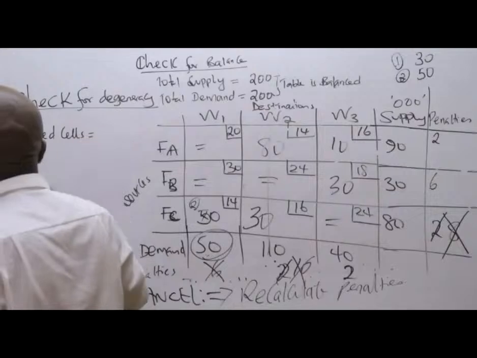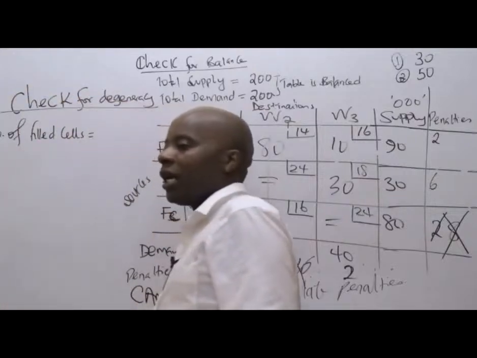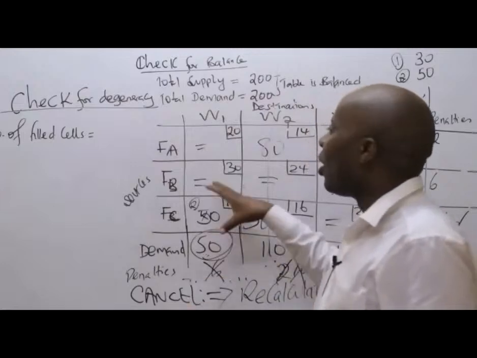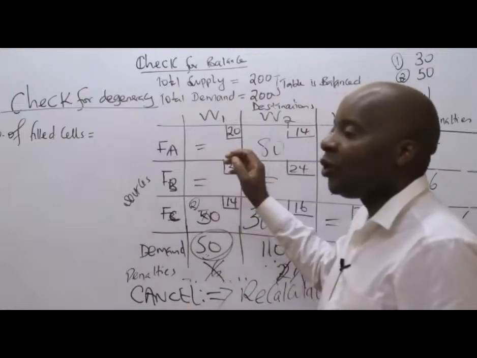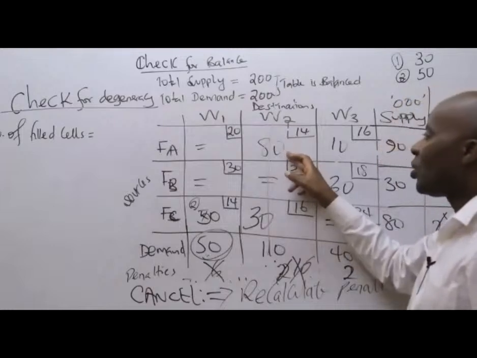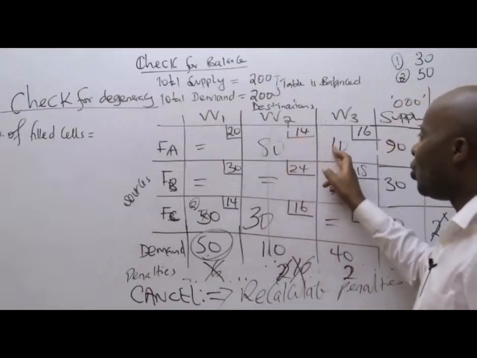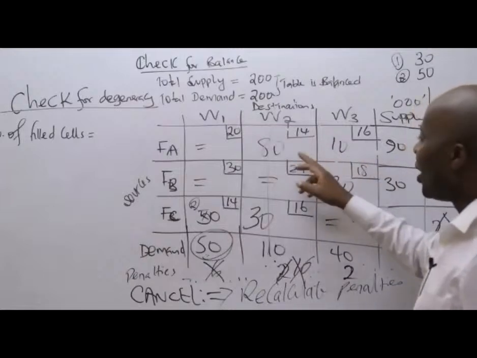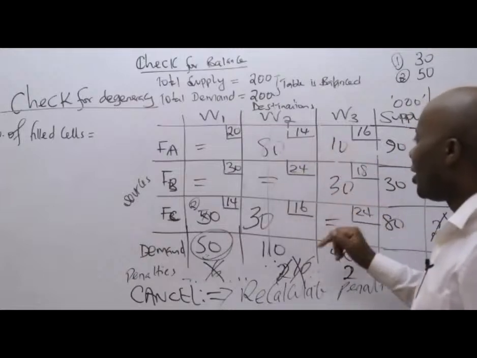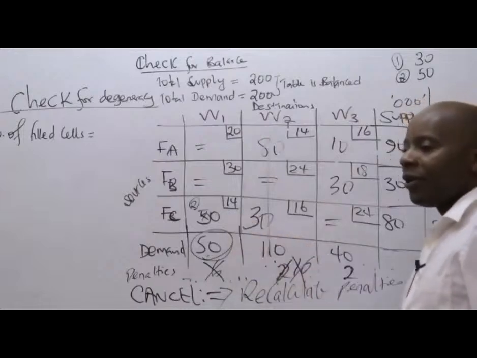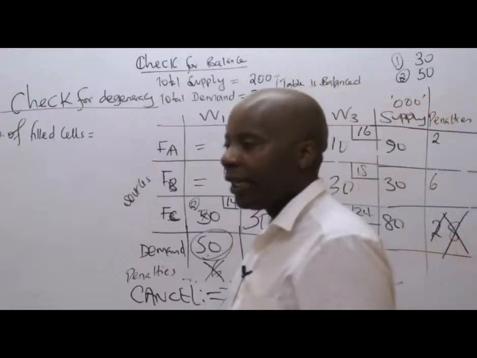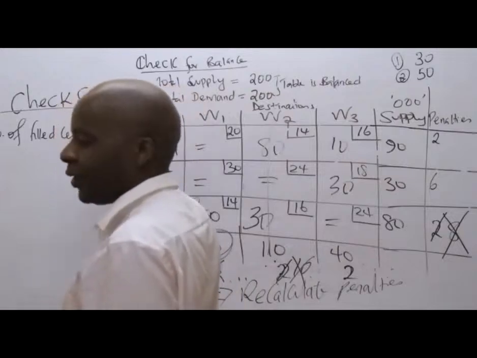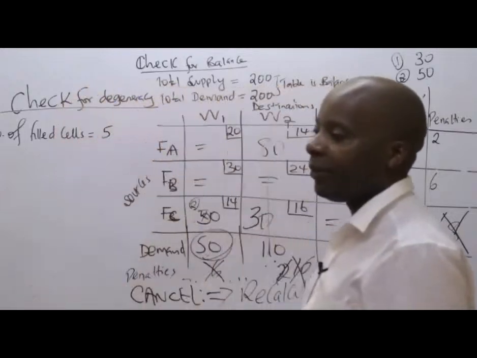So you count the number of filled cells. How many cells do we have here that are filled up in our table? Cells with units, like this has a unit, this has got units. So we have 1, 2, 1, 2. Don't count the supply and the demand. So we have 1, 2, 3, 4, 5. Number of filled cells, they are telling me they are 5.